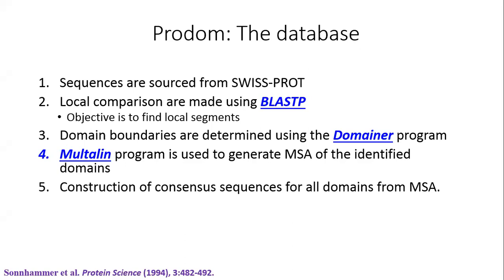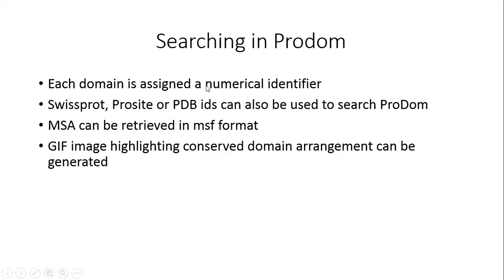Okay, डोमेनर नाम का एक इंडिविजुअल प्रोग्राम था which was used to identify कि where exactly one domain ends and where exactly the another domain begins. Then there was another program called MultAlign that was used to generate multiple sequence alignment of the identified domains. And finally the consensus sequences were constructed for all domains from this multiple sequence alignment that was carried out by MultAlign. Okay, so this is how things were done.